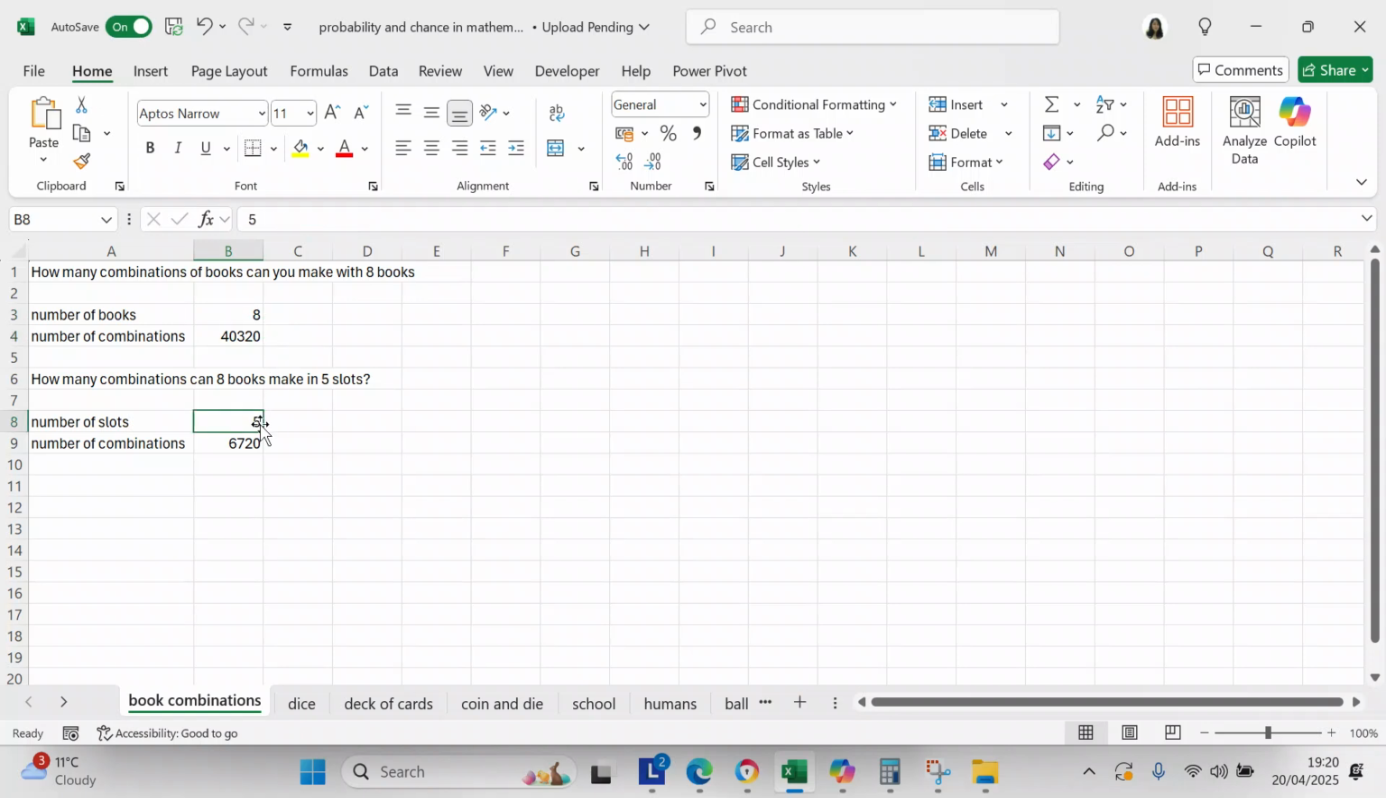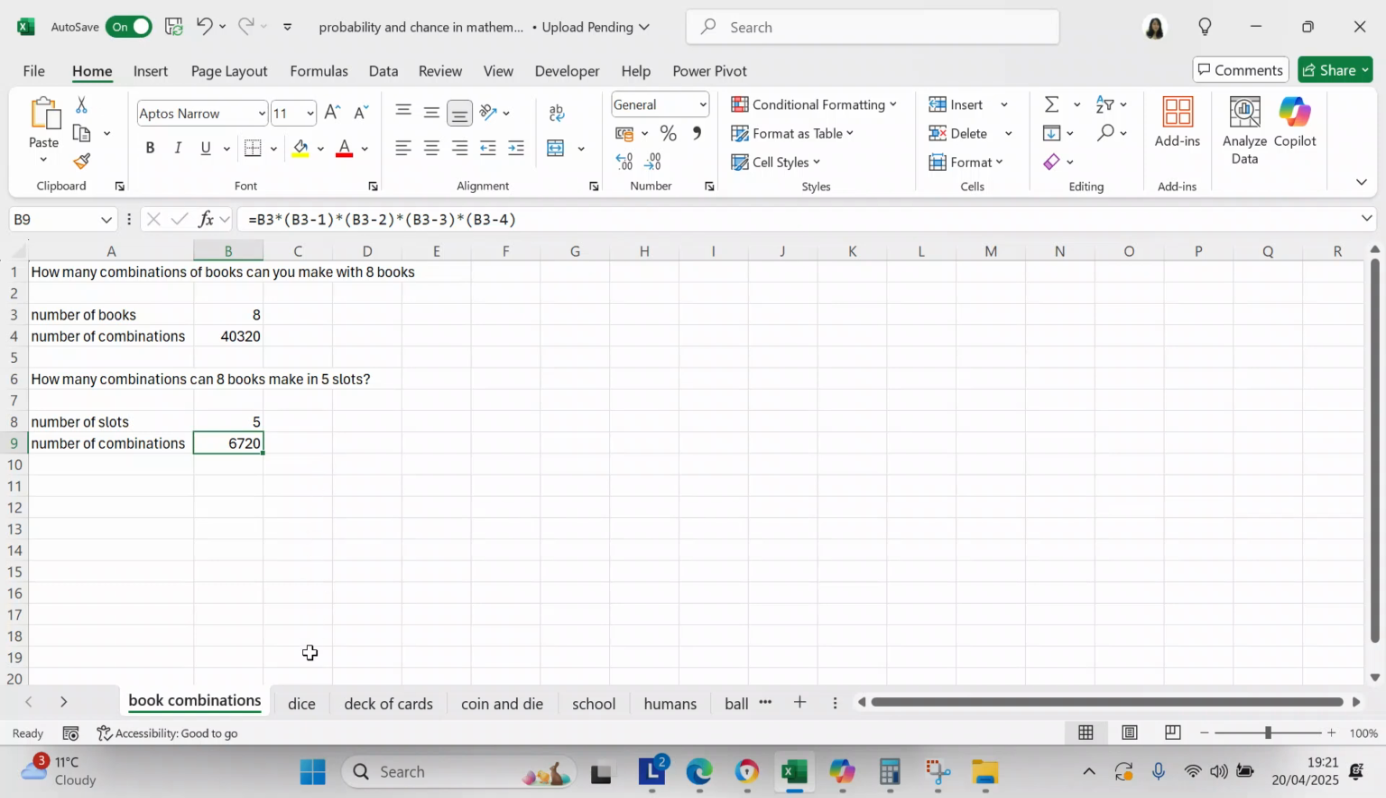So we have the number of slots is 5. And then we can't do a factorial in the strict sense, or not the way that I know to do it. But if you know a way that you can do it, then certainly let me know. The number of combinations is B3 times B3 minus 1 times B3 minus 2 times B3 minus 3 times B3 minus 4.